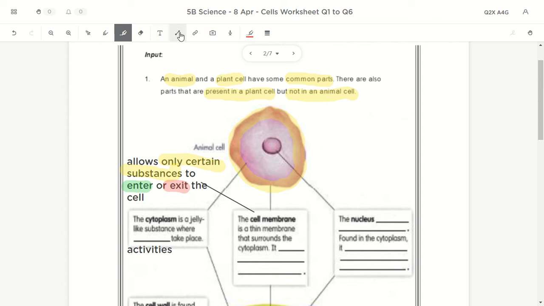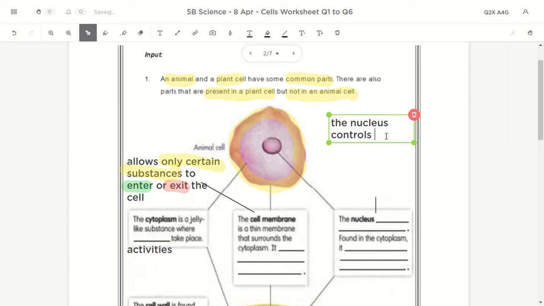So similarly, I will draw a line over here for the nucleus because I'm unable to write everything down in the box given. I'm going to write here. What does the nucleus do? The nucleus controls all the activities. Okay, so cytoplasm is the marketplace where it happens, but however, the nucleus controls all the activities happening in the cell.